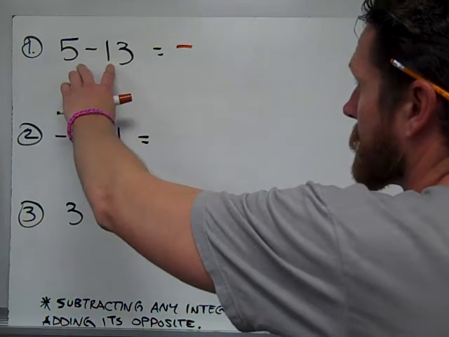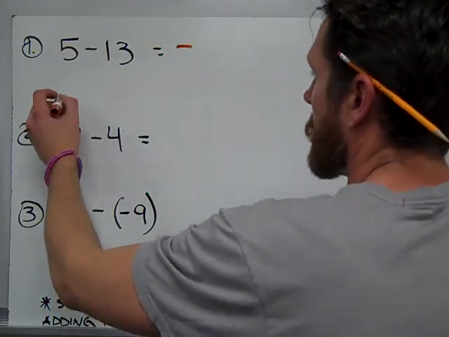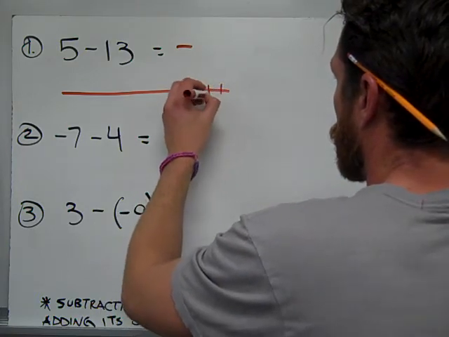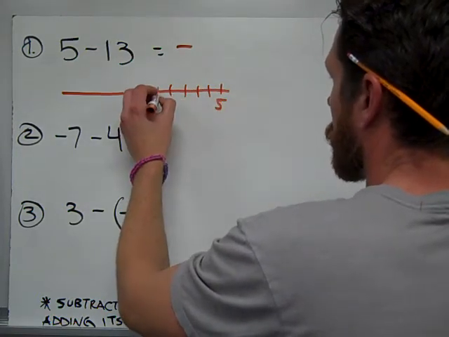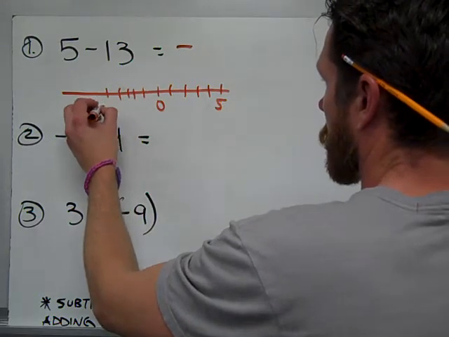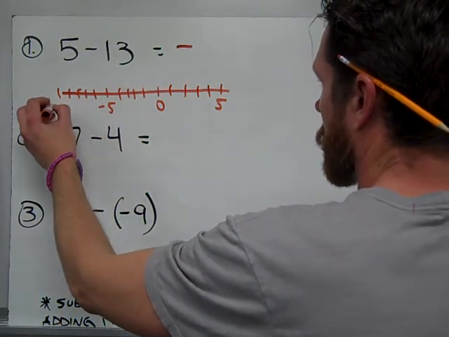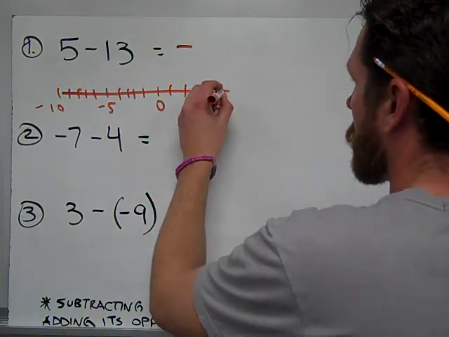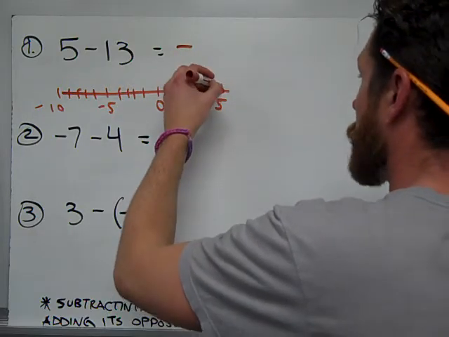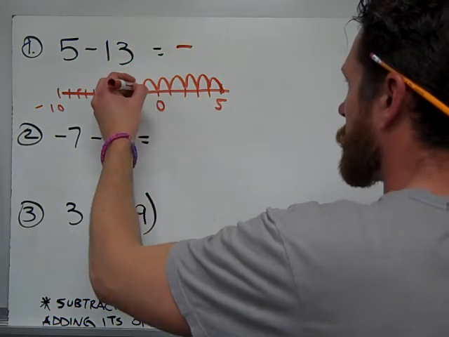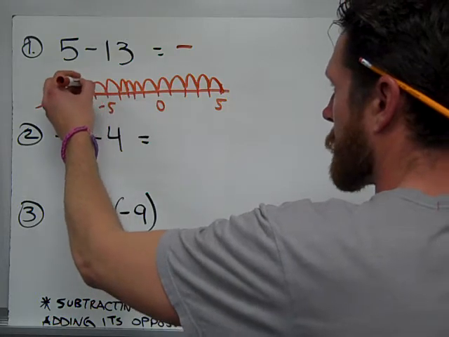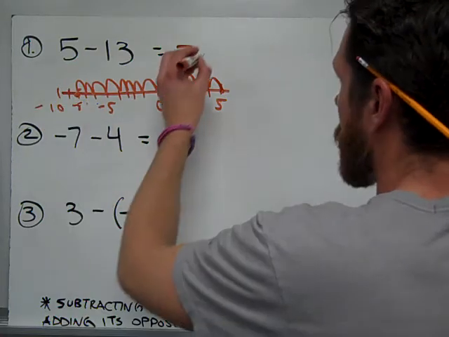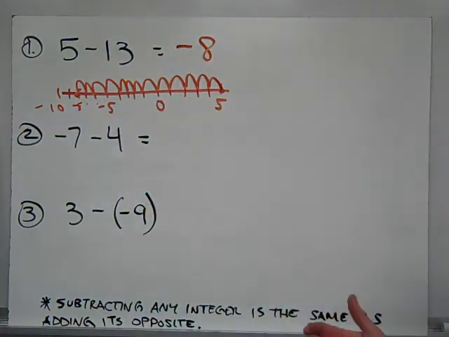What is that difference? So you can do it many different ways. You can do a number line here, and we could do 5. I'm just going to do it like that, and we'll figure it out as we go. So we have 5, and I'm going to go negative 13. So 1, 2, 3, 4, 5, 6, 7, 8, 9, 10, 11, 12, 13 right there. 6, 7, 8. Negative 8. So our answer should be negative 8.